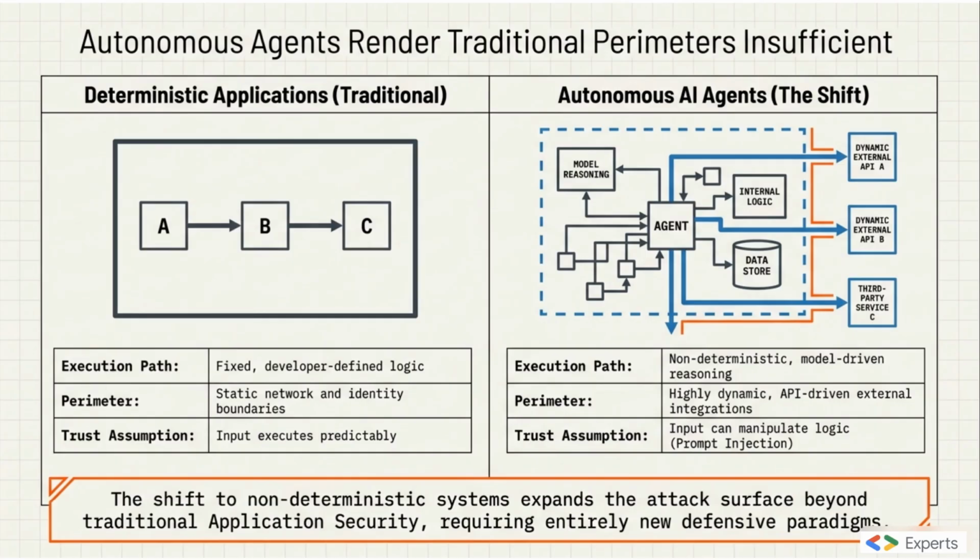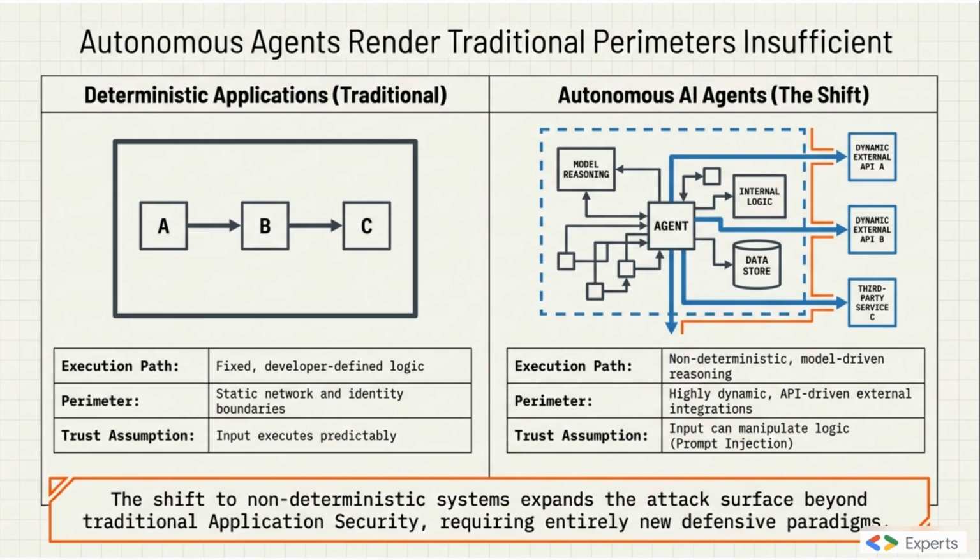Let's begin by understanding why traditional application security is insufficient. Traditional applications follow deterministic workflows. The developer defines exactly what happens. Request A leads to step B and then step C. The execution path is predictable. AI agents behave completely differently.